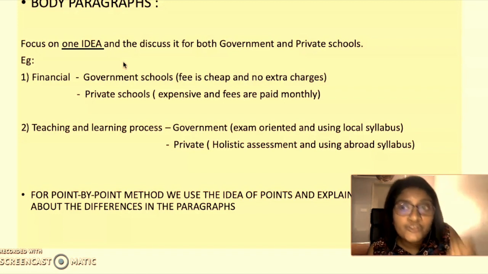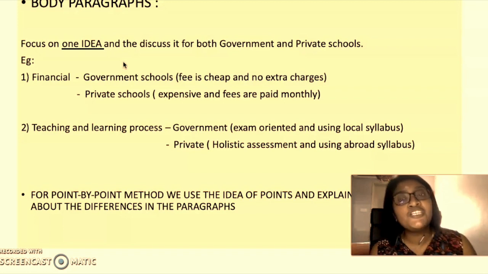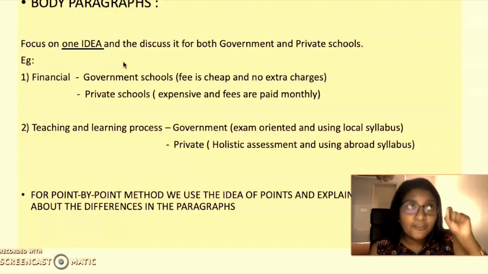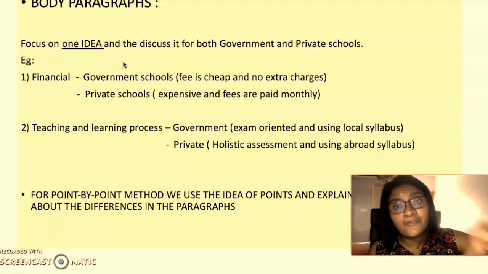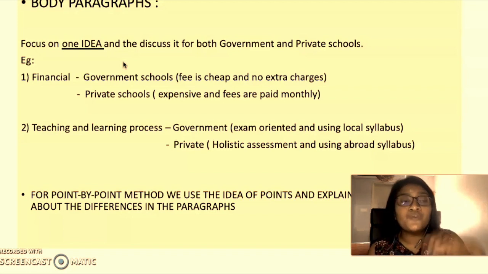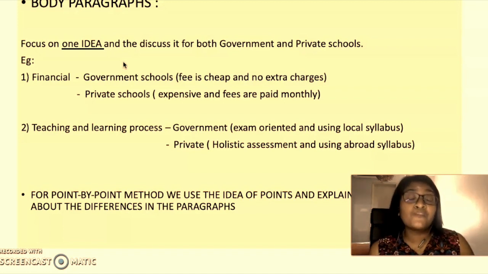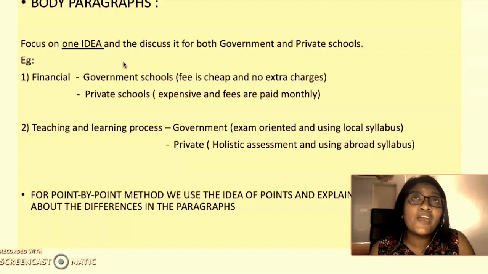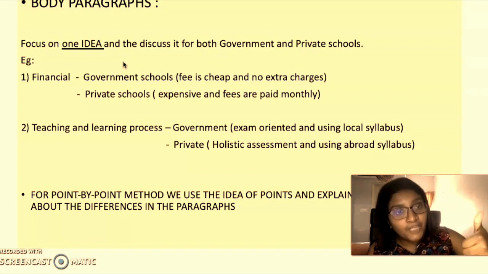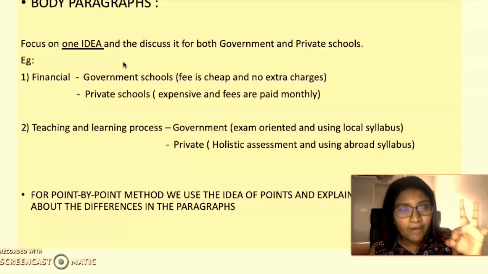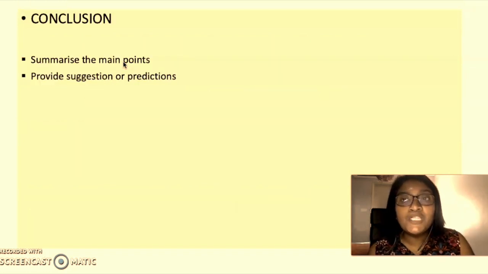The same goes to the following paragraph where you talk about the teaching and learning process, and you focus on how it is different between government and private school. So if you have three ideas, three themes, you break them down into three paragraphs. Usually the structure for a compare and contrast essay is the introduction paragraph, three body paragraphs minimum, and then one conclusion. For the conclusion, it's very simple.